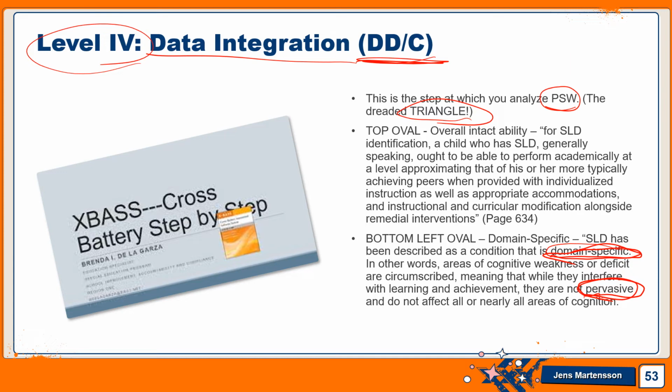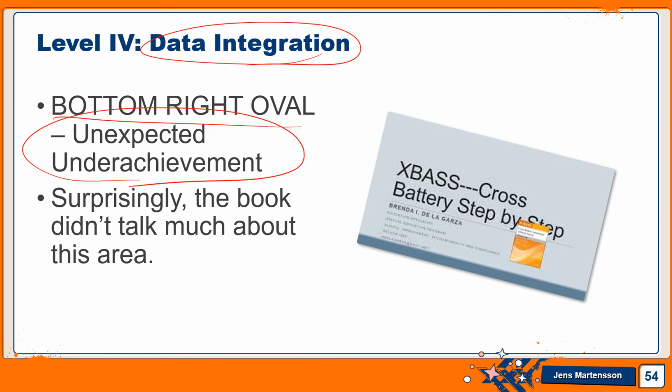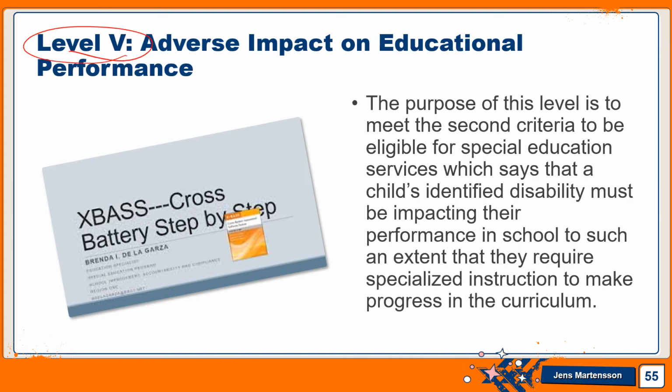So one is the top oval, one's the bottom left oval, and then the bottom right oval is the data integration, which is the unexpected underachievement. The book doesn't really talk about this, mainly because it's a cognitive assessment book, not an achievement assessment book. And then finally, there's level 5, which is the impact on educational performance. So you have to talk about how all of this affects the child's education.